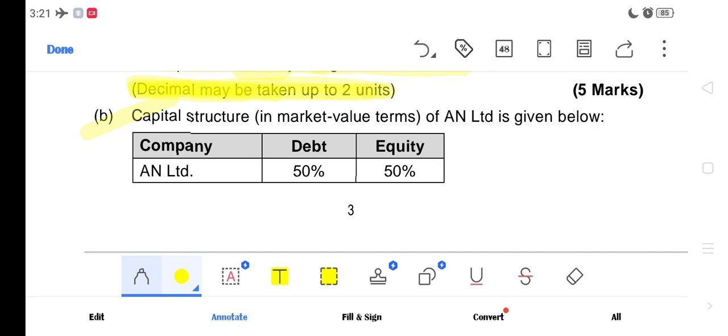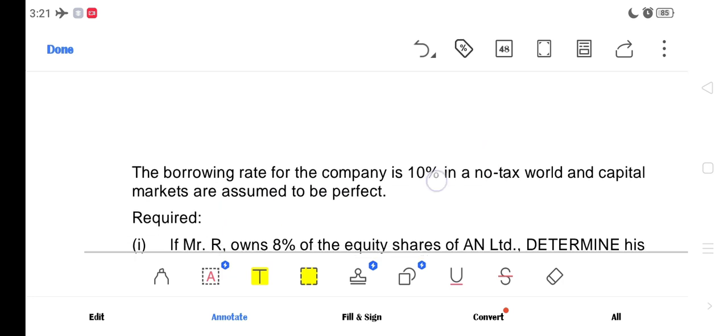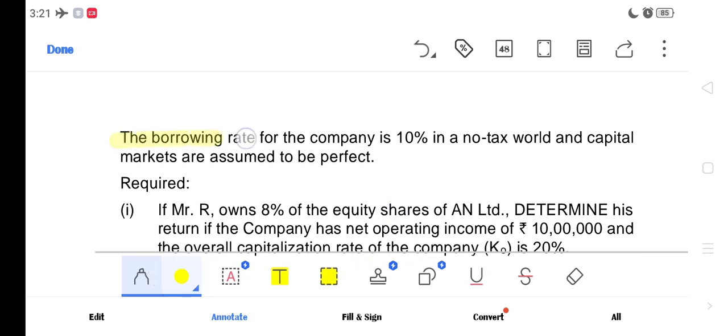So company AN Limited, debt 50% and equity 50%. So whatever is the value of AN Limited, the equity and debt are half of the same. The borrowing rate for the company is 10% in a no tax world, which means there is no tax, and capital markets are assumed to be perfect. So the borrowing rate they have given is 10%, which means interest on debt is 10%.